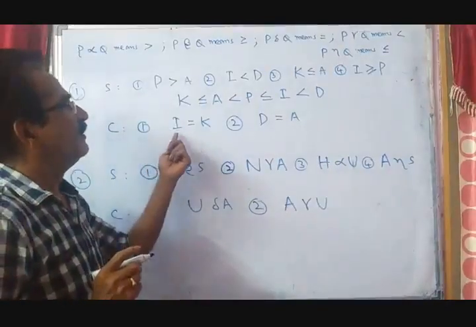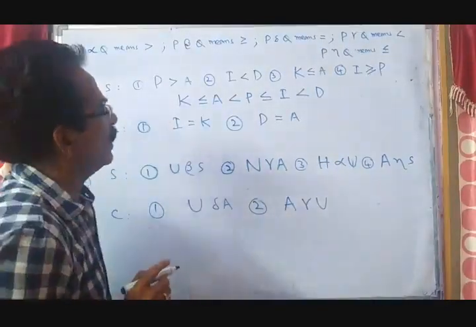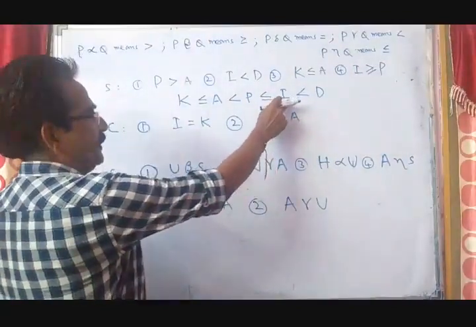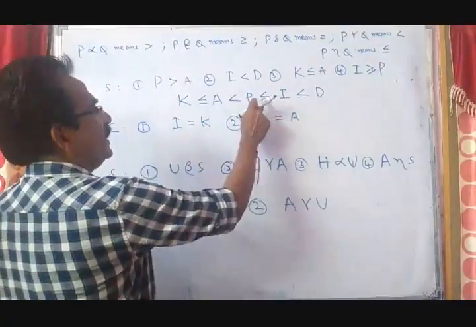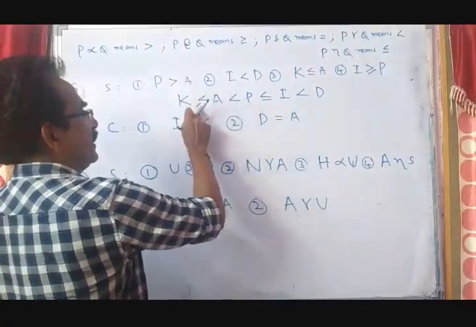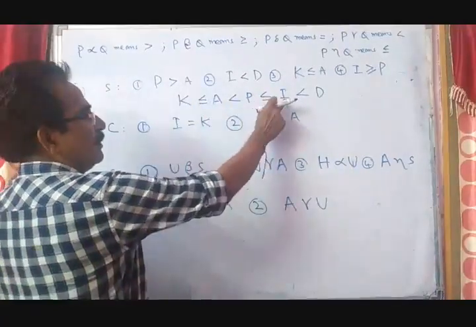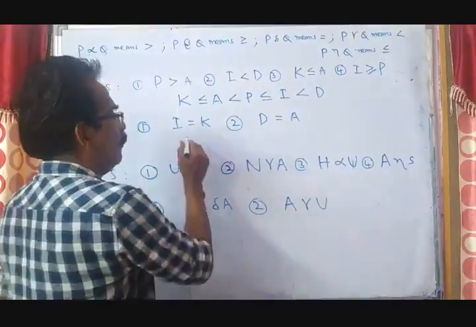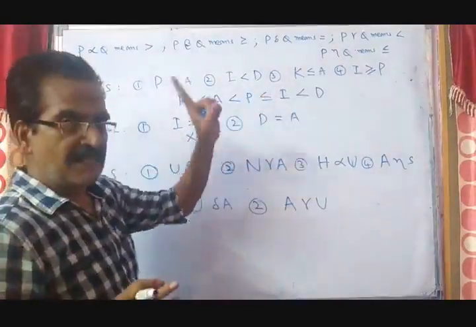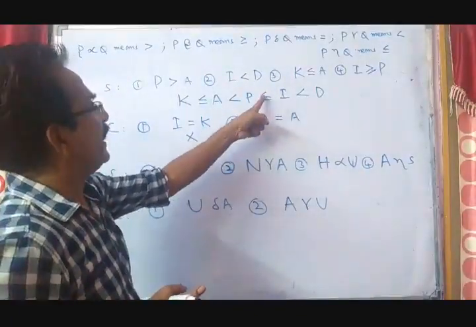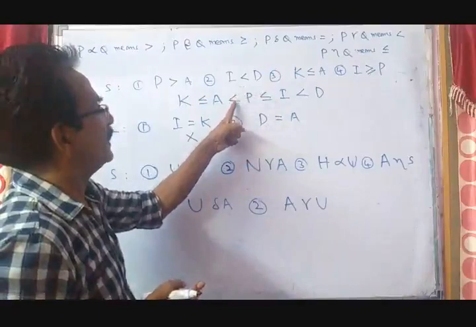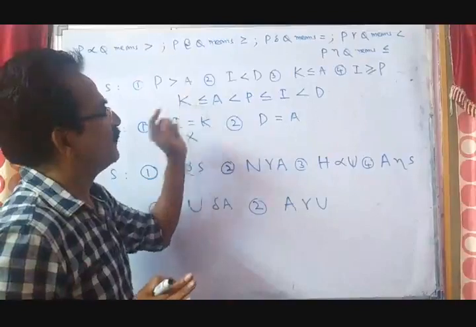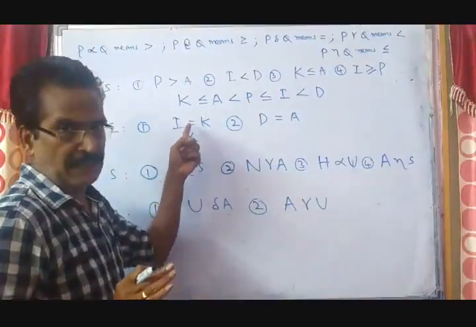Now let us check both the statements. I is equal to K? No. What relation can be established between I and K? Less than or equal, greater than or equal, greater than or equal to. I greater than K. But what is given? I is equal to K. No, this does not follow. What follows is I greater than K, since greater than or equal to gives the followed symbol as greater than. I greater than K follows, but it is given I is equal to K, so this does not follow.